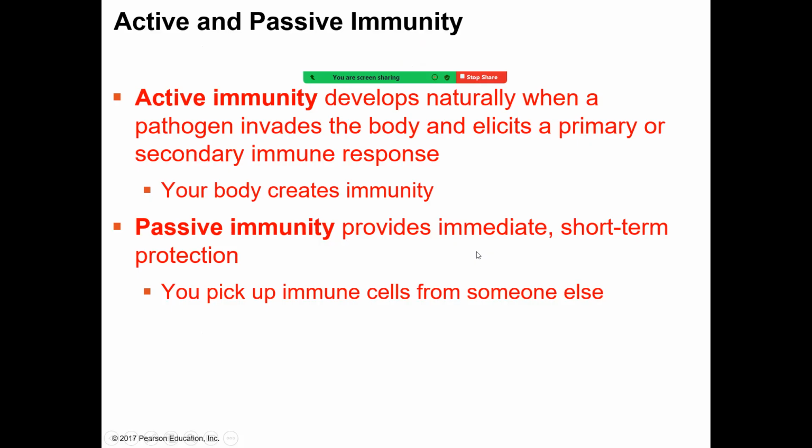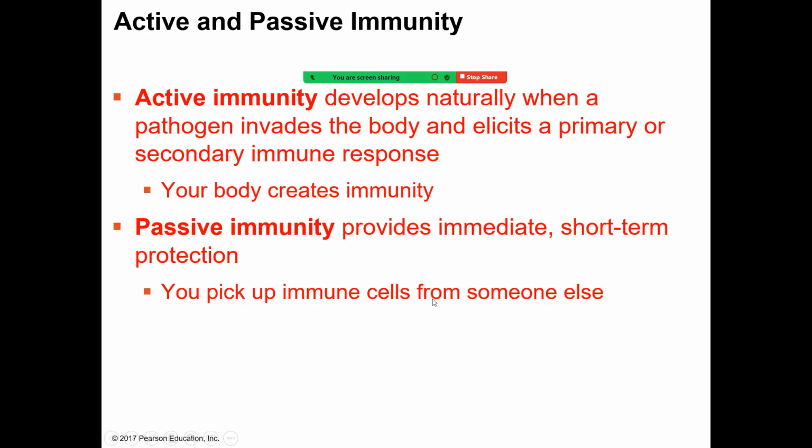So there are different types of vaccinations, immunizations, and different types of immunity that your body can have. You can have active immunity or passive immunity. Active immunity is when your body creates the adaptive immune response for itself. So this active immunity develops naturally when a pathogen invades your body and elicits either a primary or a secondary immune response. So this is you being infected by a pathogen, no matter what that pathogen is.